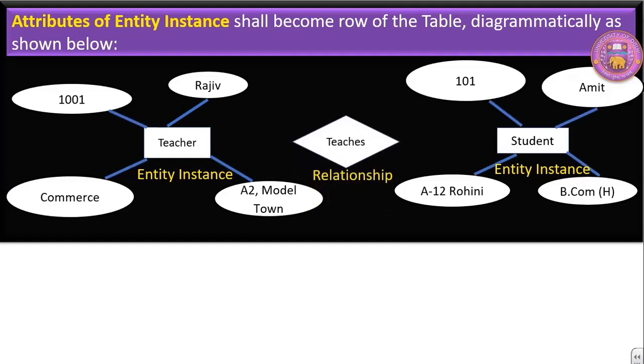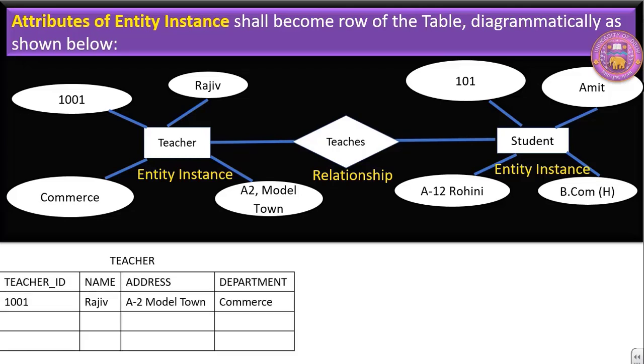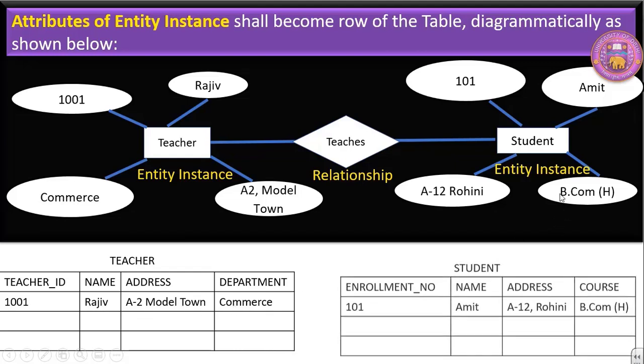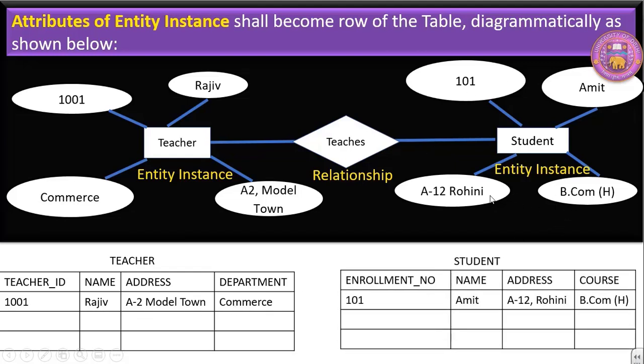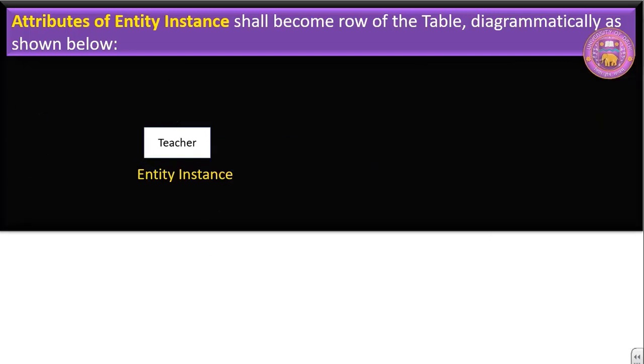Now we need to talk about relationship. Here we have created a relationship by combining two entity instances. From this particular entity instance, the teacher entity instance, we took these attributes and it made one particular row. From the student table, we took these attributes and it became the first row. Attributes of the entity instance shall become the row of the table, diagrammatically as shown below.